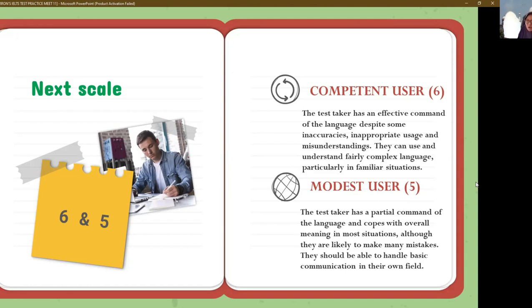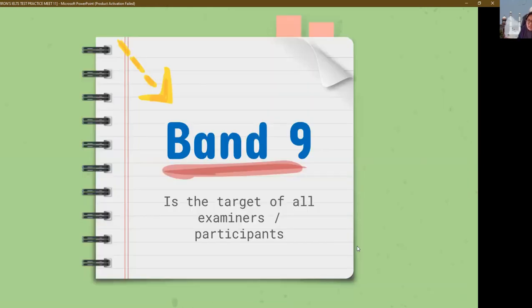Okay, I hope that you are on this band level, not lower than this band. Okay, now next, this is the target for all test takers, the examinees, or the participants of the test. Okay, the band 9 will be the target for all of them.